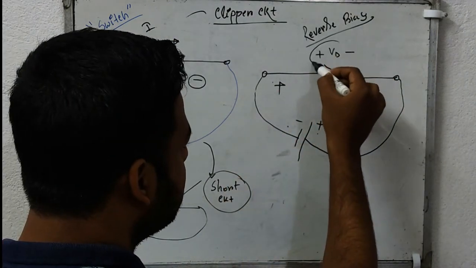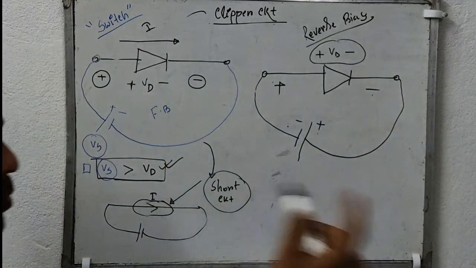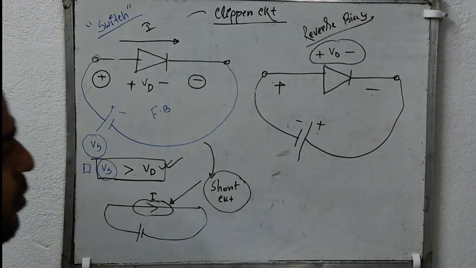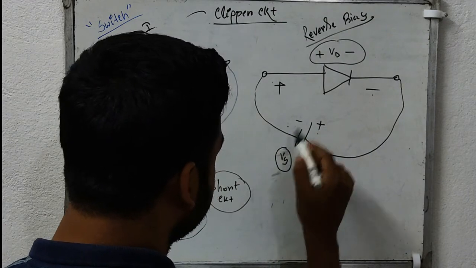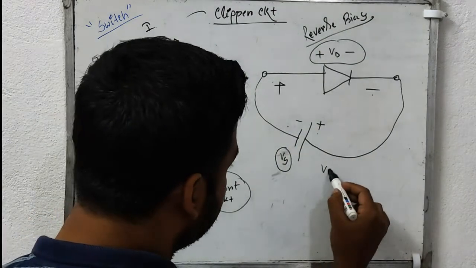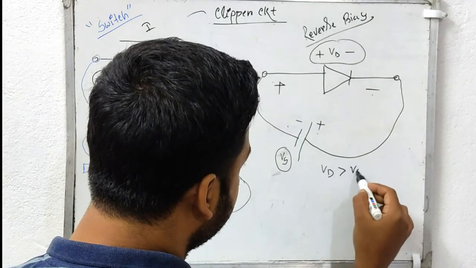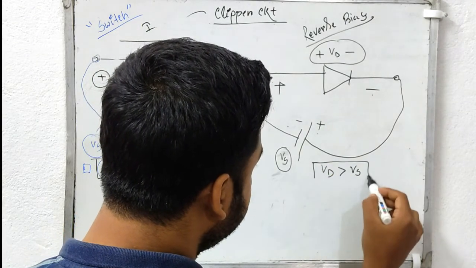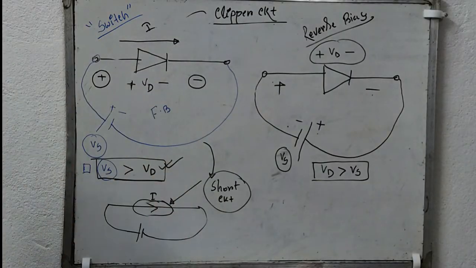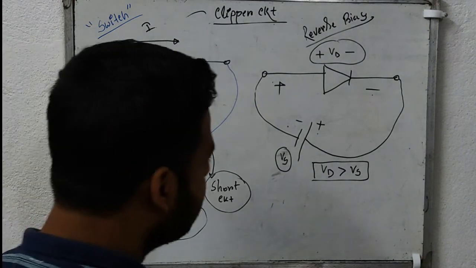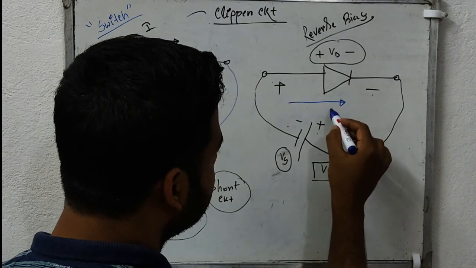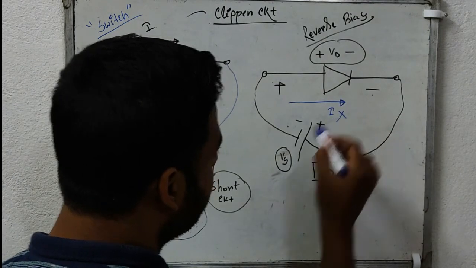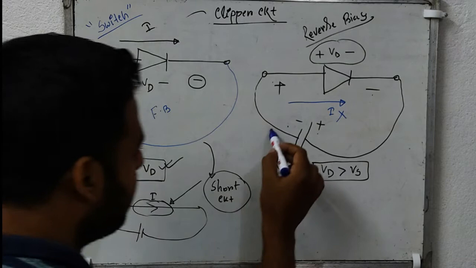This barrier potential voltage will become higher. Let me call the source voltage Vs; the barrier voltage VD will be greater than Vs. If VD is greater than Vs, that means no current will start to flow through this path, no current will flow. So that means what?